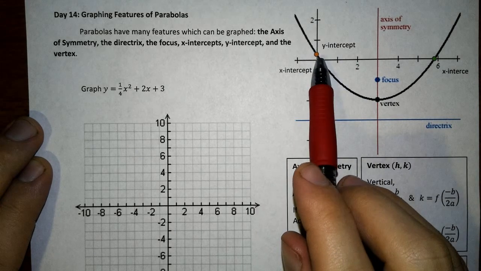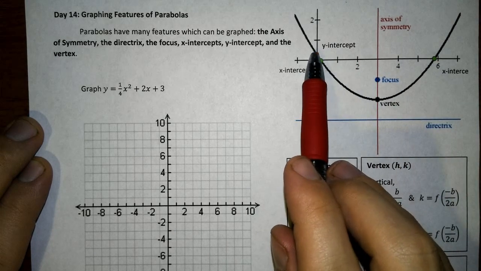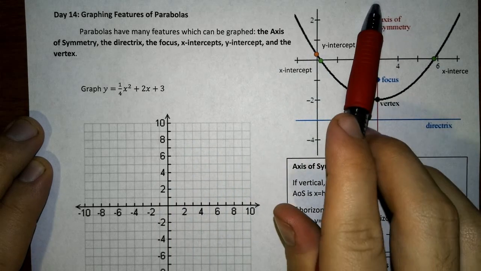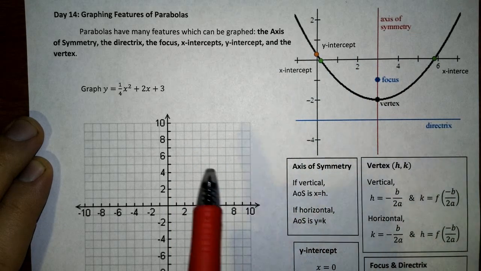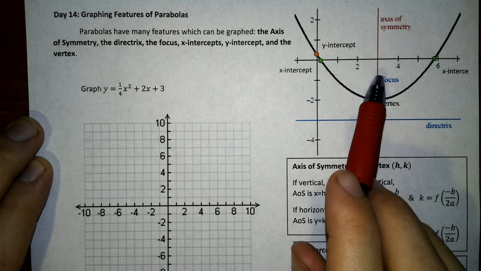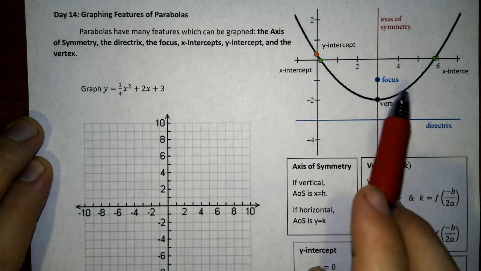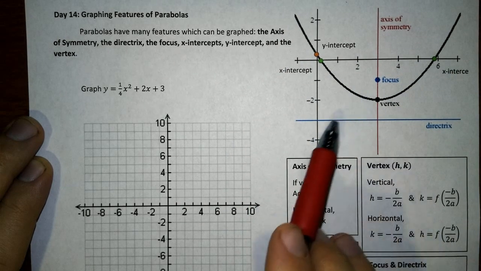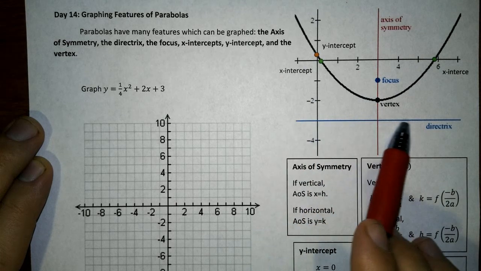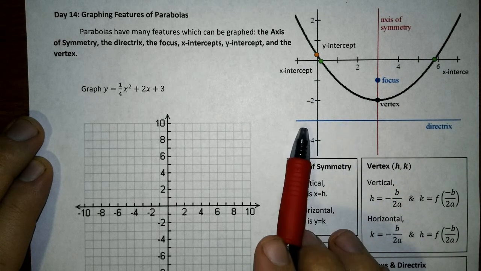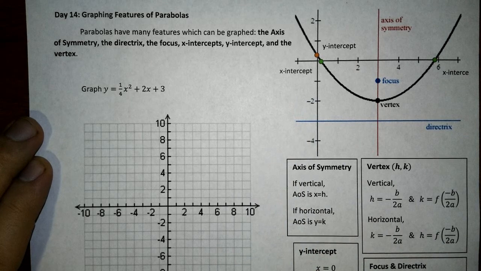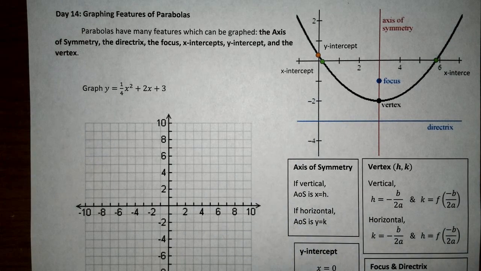Right, our x-intercepts are on the x-axis, our y-intercepts on the y-axis, the axis of symmetry perfectly splitting our parabola, our focus centered above our vertex, nestled in the curvature of the parabola, and our directrix lying on the other side of our focus, below the vertex. So, let's go ahead and start finding these features and graphing them.